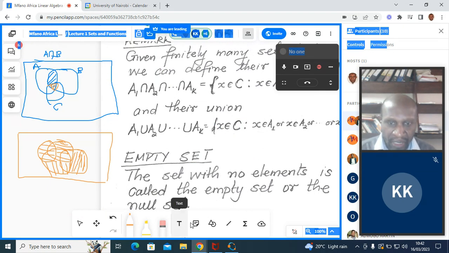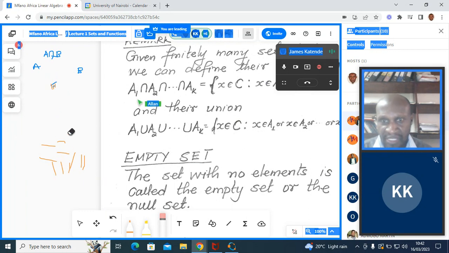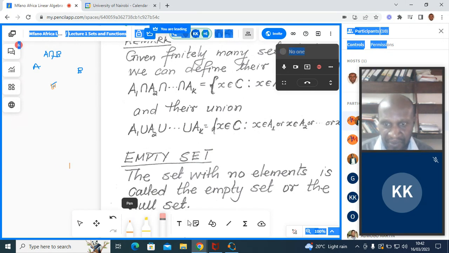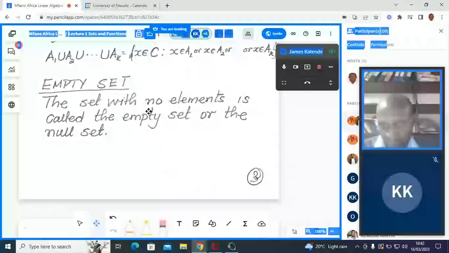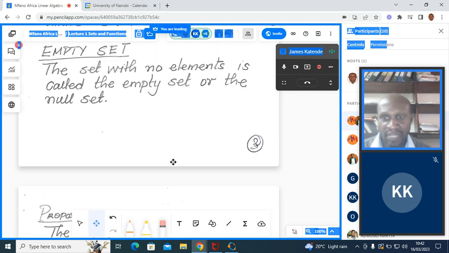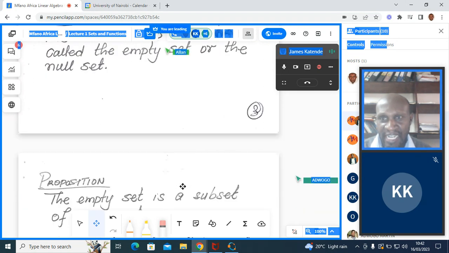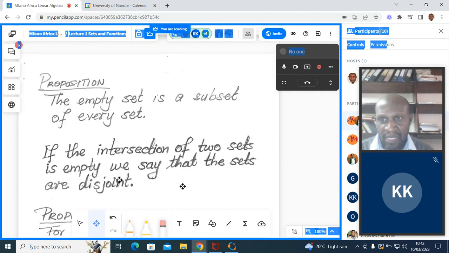So another very important concept is the concept of the empty set. So these are sets that contain no elements. Sometimes it's also called a null set. The empty set is just a set that contains no elements, and you may also call it a null set.